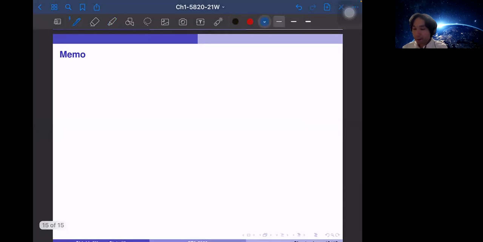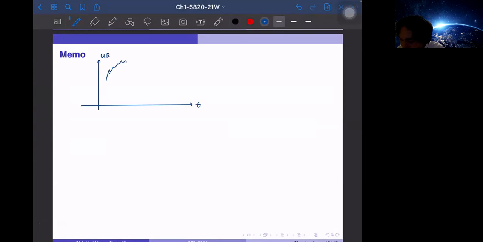So for example, you have unemployment rate data. This is time. Unemployment rate is higher in recession and lower in expansion. So if you have 2 recessions and 1 expansion in this graph, with t equal to 1 to 100, then it looks like this.